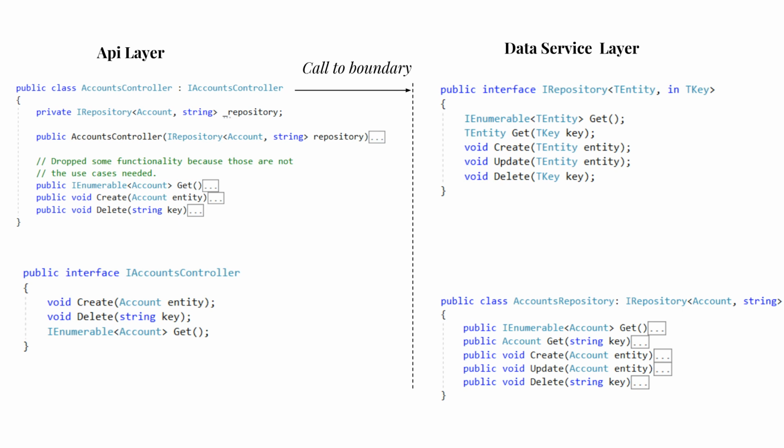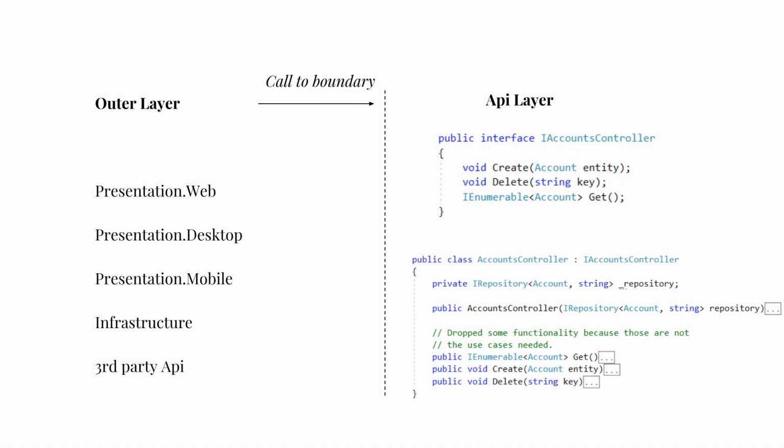Also, in the API layer here, I put routing. How am I going to call my functionality? I don't just tell it to do it like this, but I also tell how to call it, how to reach it. That's what it also defines. How to access my functionality and how to filter it. And other boundaries like third-party APIs, infrastructure, presentation layers call the API.